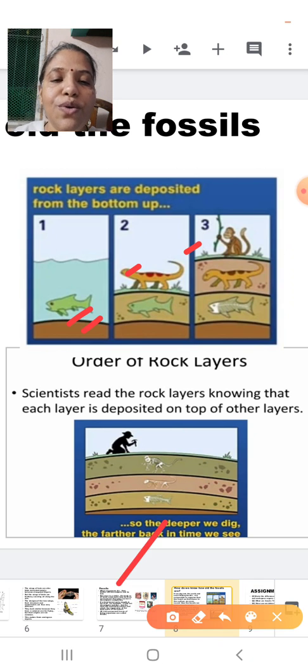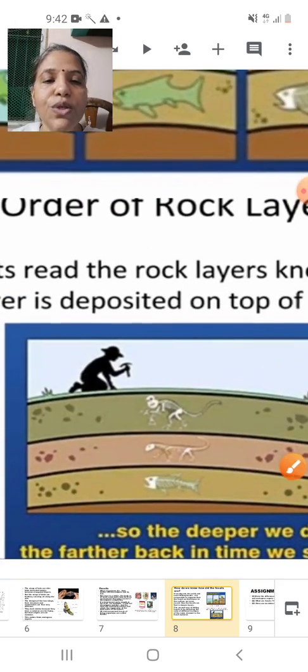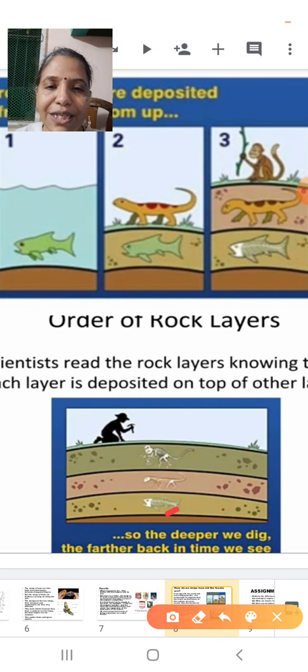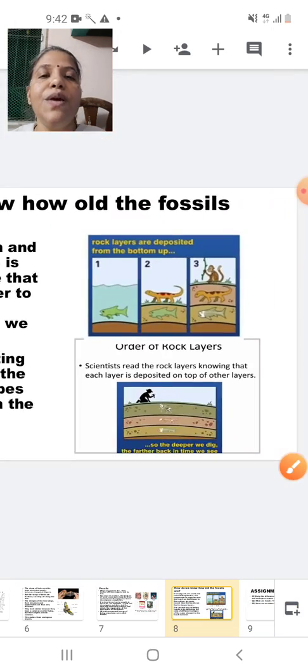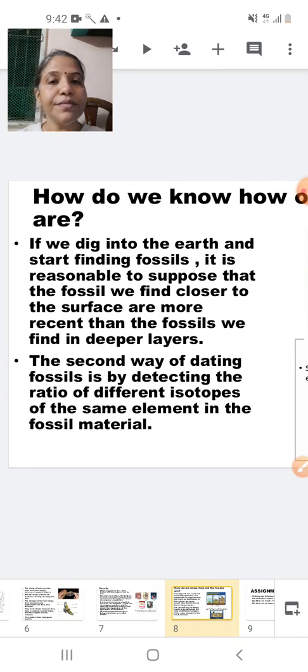So here also you can see the different types of skeletons which are there. So the deeper we dig, the farther back in time we see. Okay, so now let's go ahead and do the reading part.